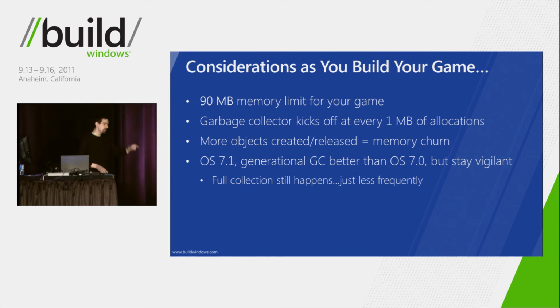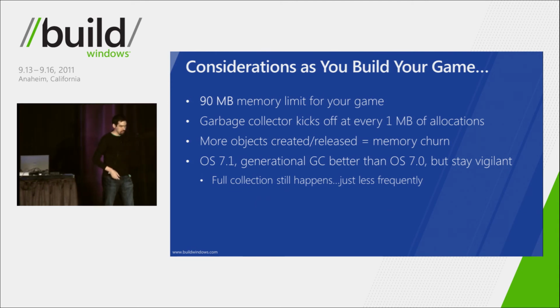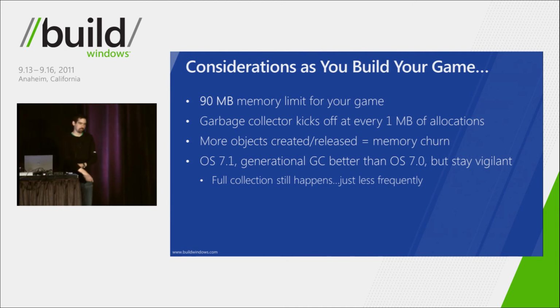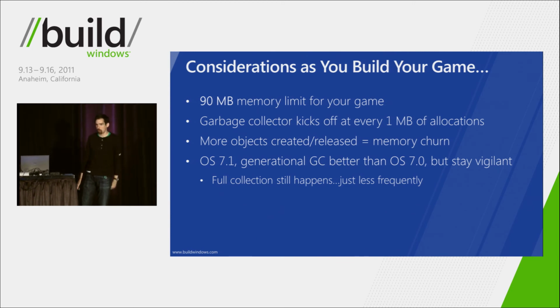Okay. Keep your game within memory limits. 90 megabytes max. Don't go over it or your game won't work. There's a garbage collector. This is managed code. It kicks off at every 1 megabyte of allocations. Every time there's a garbage collection kickoff, there's a blip in performance, and your players might notice it. So remember, keep your allocations low. If you have to allocate, do it at the start. Try to force garbage collections at places where users won't notice. At the end or beginning of levels is a great way to go.